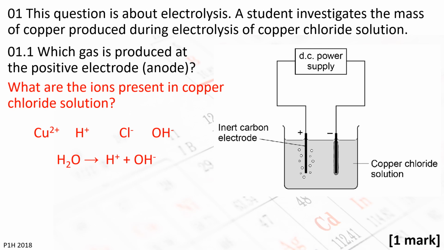If halide ions are present, these are oxidized at the positive electrode. If other anions are present, such as nitrates, sulfates or carbonates, the hydroxide ions are oxidized at the positive electrode and oxygen gas will be produced. The chloride ions lose electrons and chlorine gas is produced in this case.